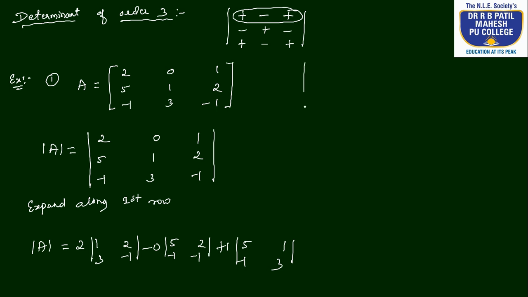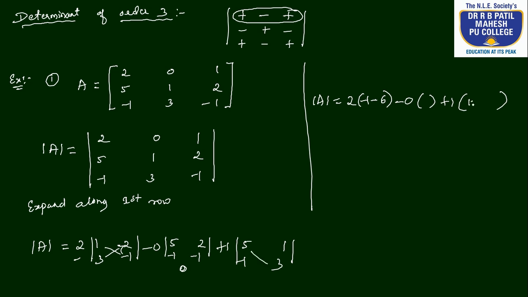Determinant of A is equal to 2 into, simplify this box. What is that? Cross multiplication. That minus 1 into minus 1 is minus 1, minus will be there, and 3 into 2 is 6. Minus 0 into any number will be 0 itself, so just leave it. Because of 0 I am leaving that. Plus 1 into bracket, 5 into 3 is 15, minus, here minus 1 into 1 is there, so minus 1. See, minus comes right in the brackets.